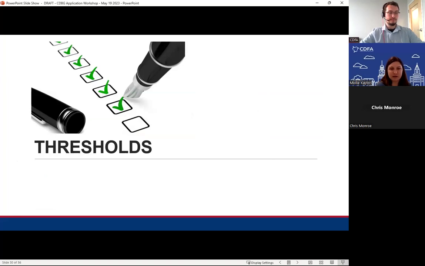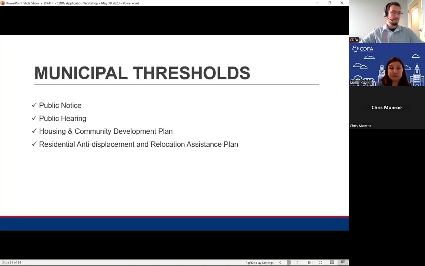But first I'm going to talk real quick about thresholds that are required to be met for these applications as part of this application process. There are specific federal threshold requirements that must be met at the municipal level that include citizen participation and engagement. This has to happen in advance of the application being submitted to CDFA. These requirements ensure that the local community is informed about the CDBG program and the specific request for federal funds to support a project within the community.